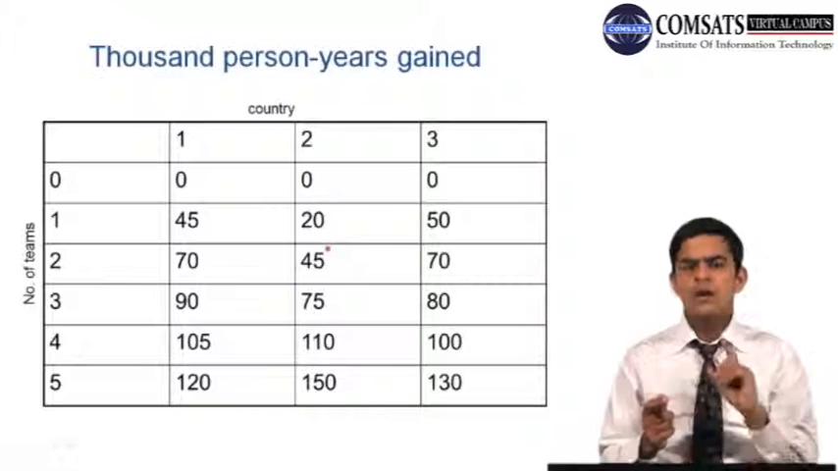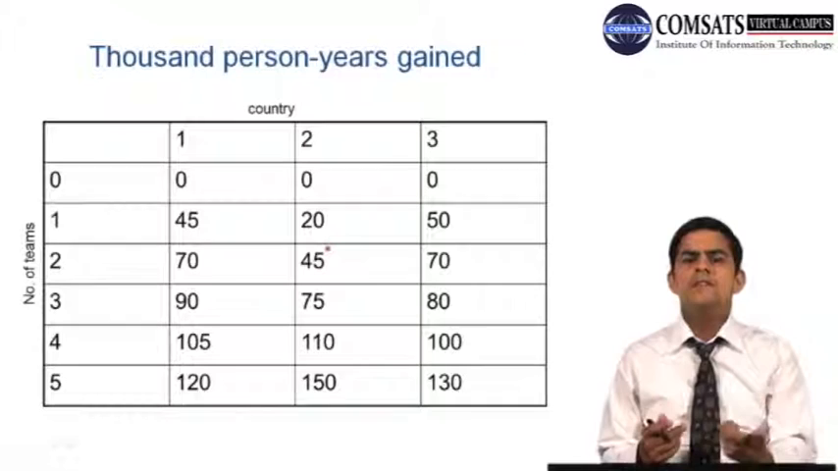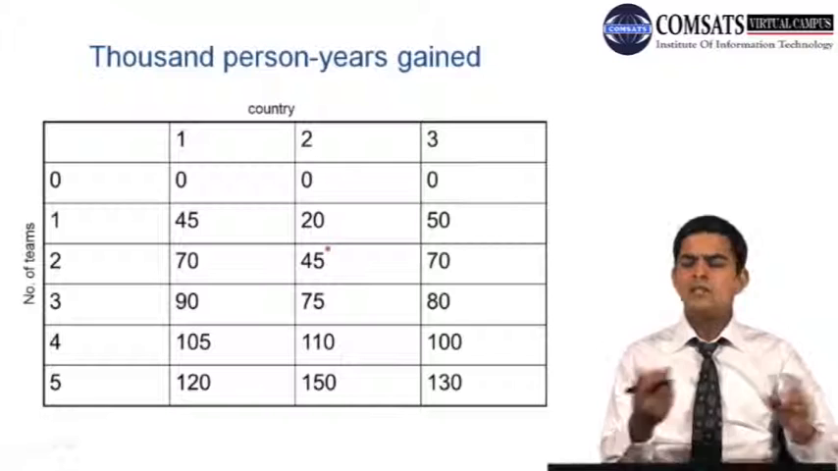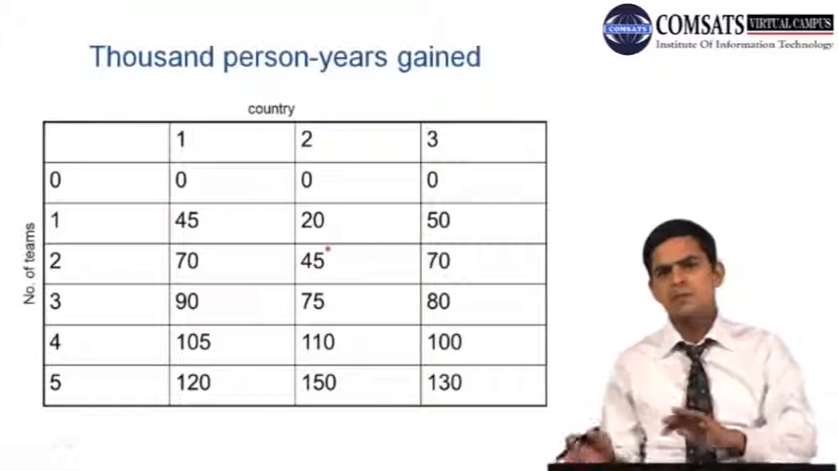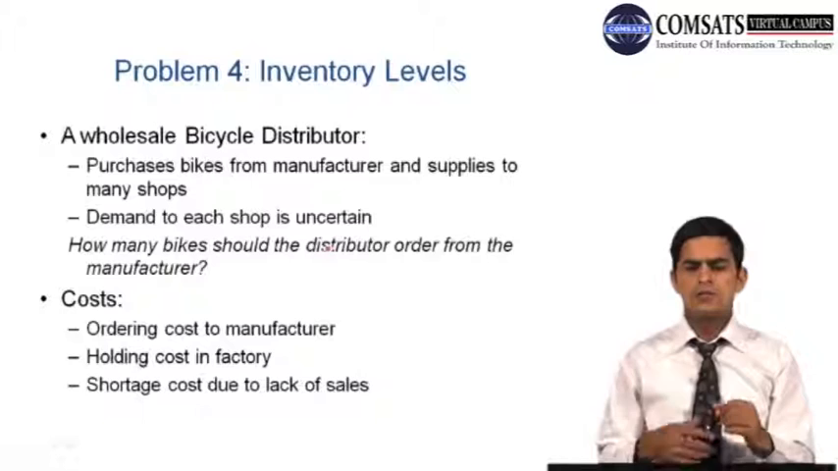Okay, so these are your restrictions, and your objective is to save the most number of lives. So that's the problem. Okay, so this is another optimization problem. Maximizing one thing, minimizing another thing. Maximize, minimize certain quantities, that's optimization. Okay, another problem, problem 4, inventory levels. So that's probably the last problem we'll talk about in today's lecture.